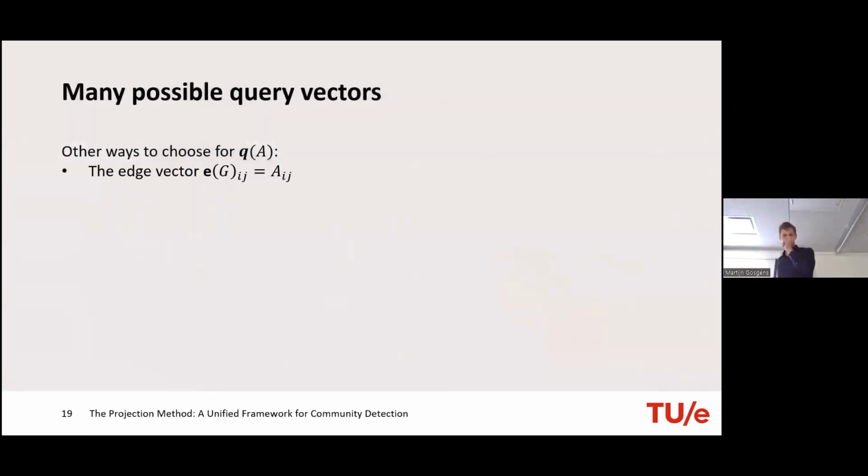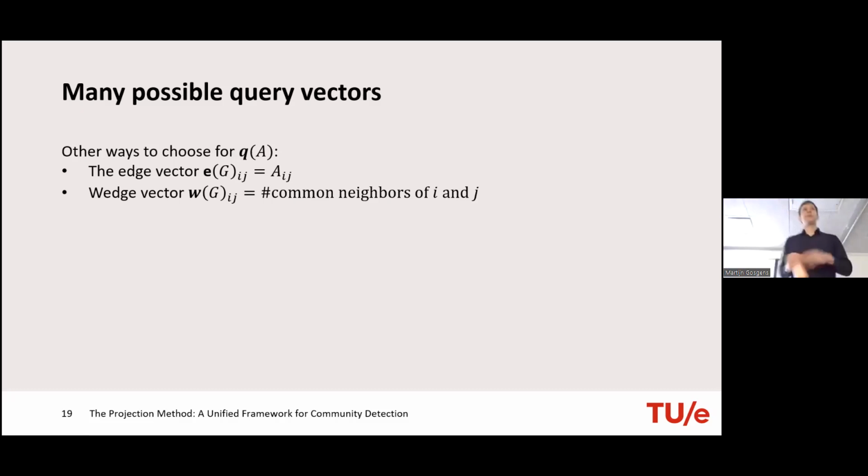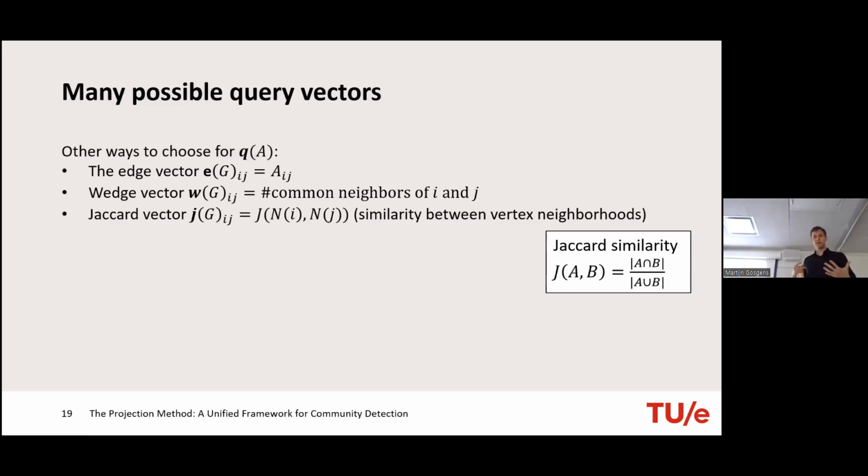And just some other ideas of how you could choose this vector Q: we could simply take the adjacency matrix and turn it into a vector. Instead of having an edge, we could count the number of common neighbors between each pair of nodes and create a vector in that way. We could even consider the vertex neighborhoods of all the nodes and then take the Jaccard similarity between them. Then you get a vector where the entry ij tells you how similar the neighborhoods of nodes i and j are.